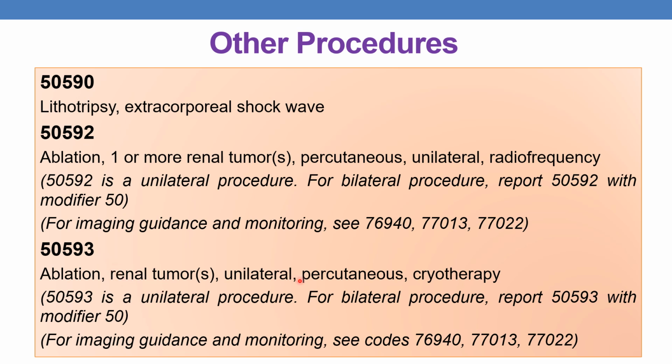The next CPT is 50593. Ablation, renal tumor, unilateral, percutaneous, cryotherapy. And 50593 is a unilateral procedure. For bilateral procedure, you need to append 50 modifier. And for imaging guidance or monitoring, you need to use 76940, 77013 and 77022.